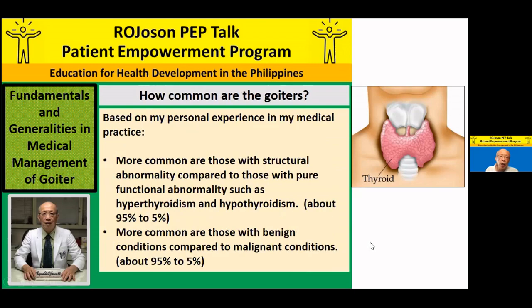So how common are the goiters? The last question. Based on my personal experience in my medical practice, the more common ones are those with structural abnormality compared to those with pure functional abnormality, such as hyperthyroidism and hypothyroidism. The proportion is 95% to 5%, 95% for the structural abnormality. It's more common to have benign conditions compared to cancers. Again, the proportion is about 95%, fortunately, benign, 5% malignant.